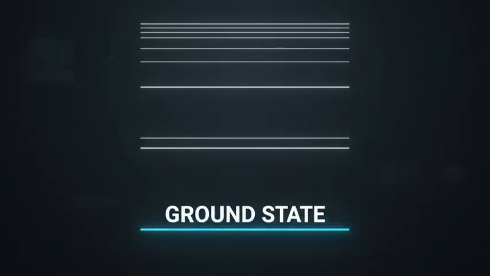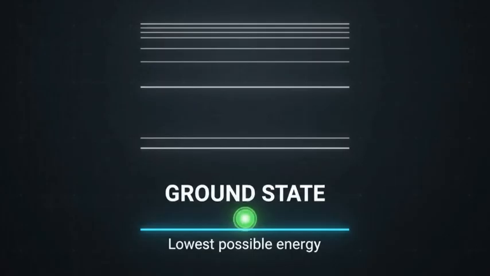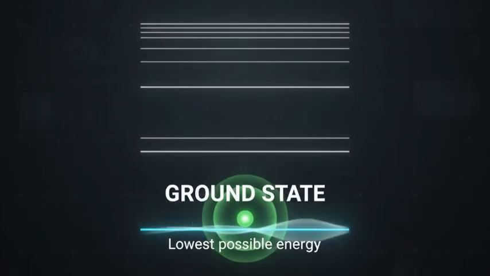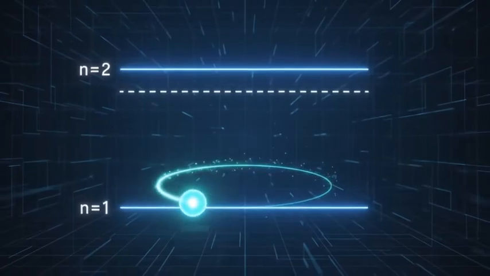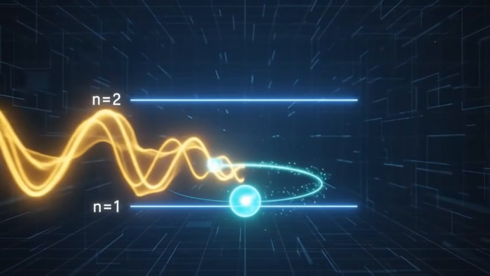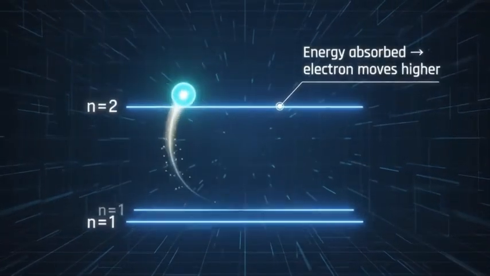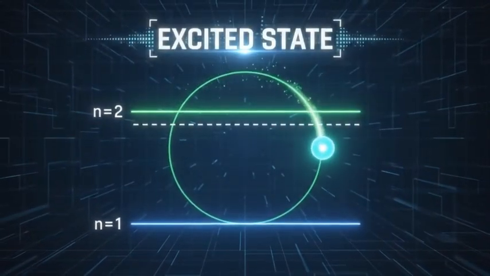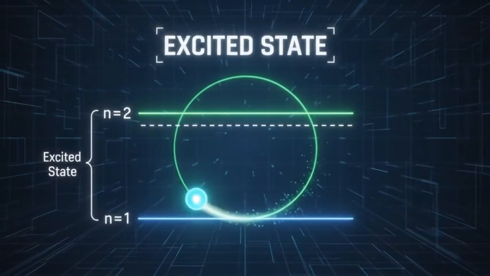The lowest possible energy level of an atom is called the ground state. When an electron absorbs energy and moves to a higher level, the atom is said to be in an excited state.